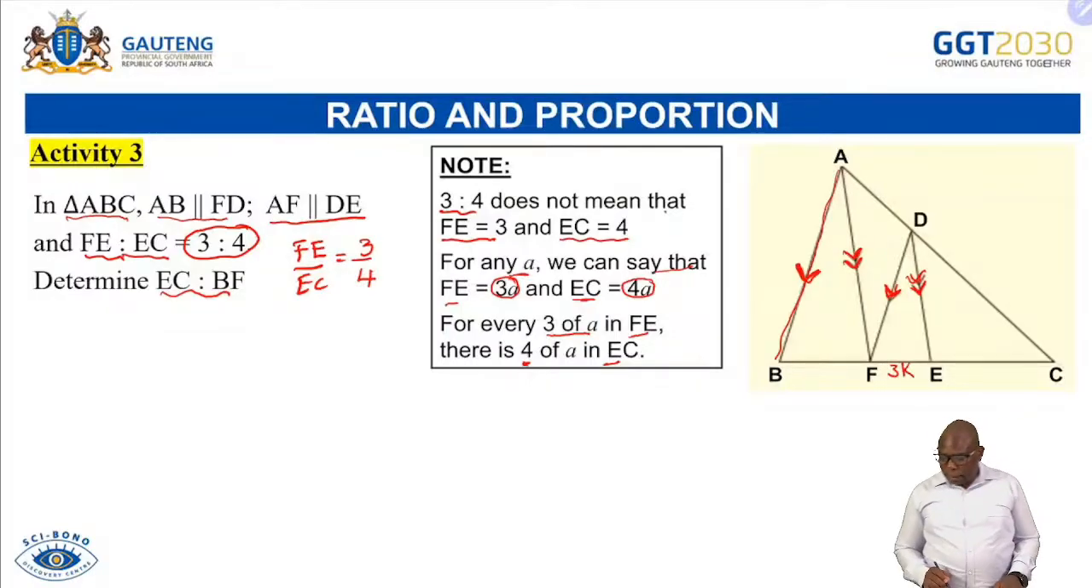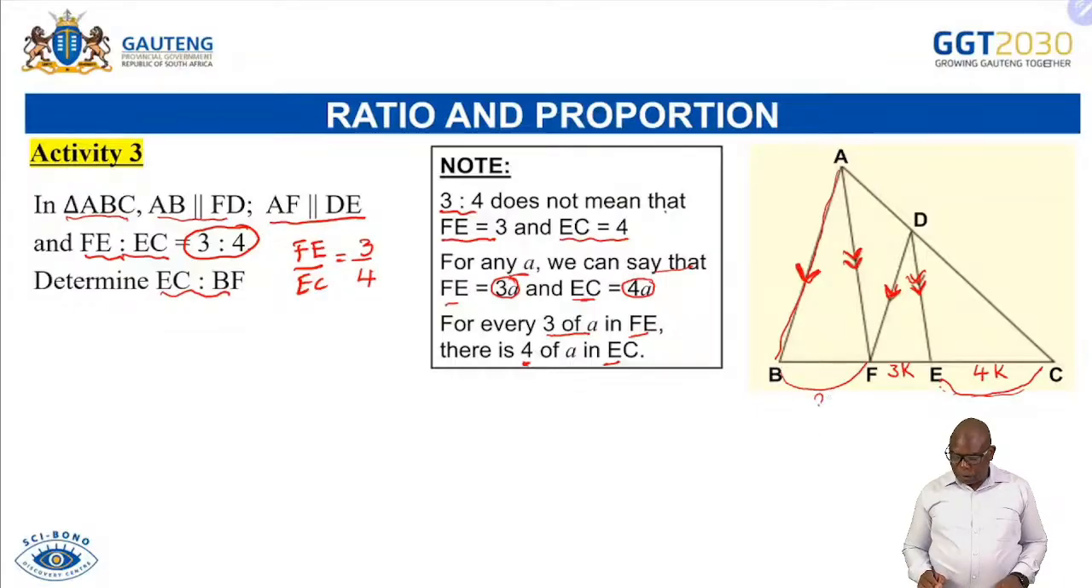And we also have EC. EC is 4. So I'm also going to write 4K. So if you look here, we are looking for EC and BF. But BF we don't have. See? So we're looking for that ratio of BF and EC.